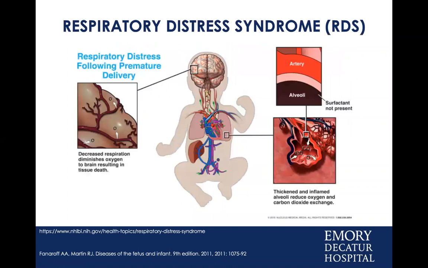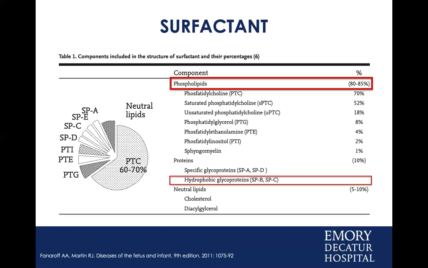Respiratory distress syndrome, or RDS, is a common cause of morbidity and mortality in premature infants due to alveolar surfactant deficiency. Surfactant is composed of phospholipid, protein, and neutral fat. Phospholipid helps decrease surface tension in the air-water interaction area in the alveoli. Surfactant proteins B and C help with the extension and adherence of surfactant and phospholipid to the surface.